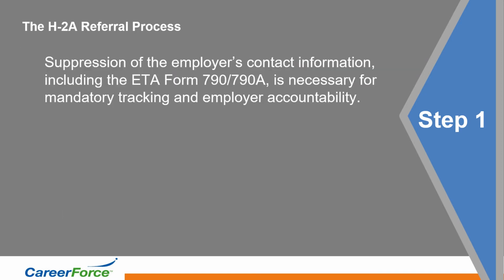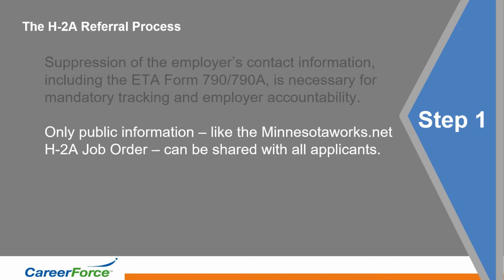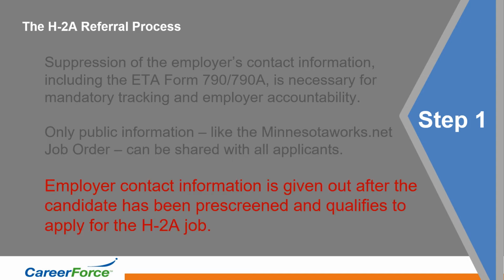Suppression of the employer's contact information, including the ETA form 790-790A, is necessary for mandatory tracking and employer accountability. Only public information, like the MinnesotaWorks.net H-2A job order, can be shared with all applicants. Employer contact information is given out after the candidate has been pre-screened and qualified to apply for the H-2A job.